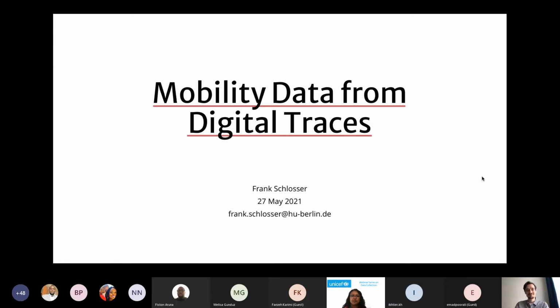As I said before, we're very lucky to have Frank Schlosser here with us today. He is a researcher at the German Ministry of Health and the Humboldt University of Berlin. Currently, he is heading the COVID-19 Mobility Project, which uses mobile phone data to track the behavior of Germans during the COVID-19 pandemic, offering key insights to policymakers and public health officials. Frank has a background in physics and uses math and programming to study human mobility and epidemic spreading.